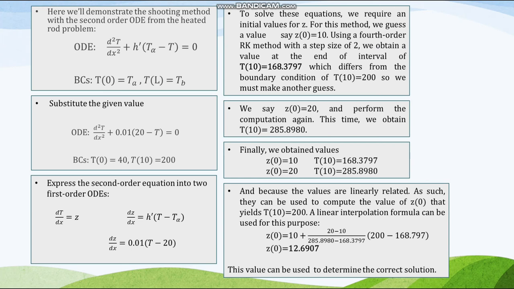A linear interpolation formula can be used for this purpose. We say z(0) equals 10 plus (20 minus 10) over (285.8980 minus 168.3797) times (200 minus 168.3797). Then we get the true value of z(0), which is 12.6907.